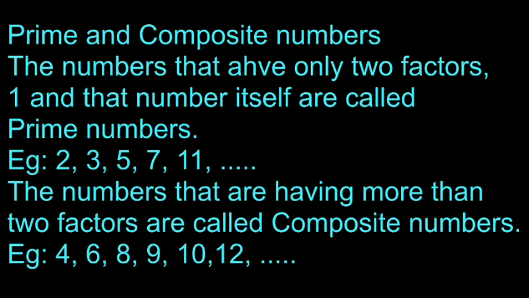Because 4 has 3 factors, 1, 2 and 4 itself. 6 has 4 factors, 1, 2, 3 and 6. And 8, the factors are 1, 2, 4 and 8. 9, the factors are 1, 3, because 3 3s are 9. 1, 3 and 9. So 3 factors. So the numbers that have more than 2 factors are called composite numbers.